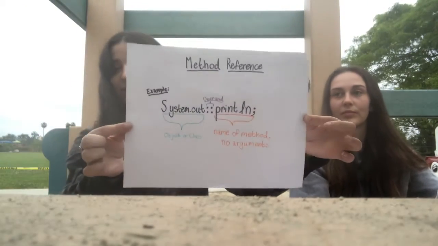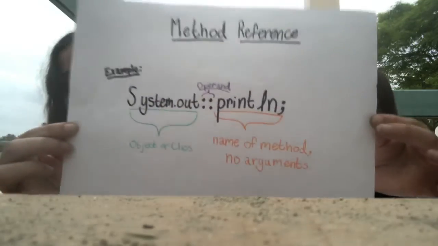But what if I am too lazy and want something more direct? You're too lazy and you want something more direct? Well, if you're only calling 1 method within your lambda expression, you can use something called a method reference. Here's my example of a method reference.